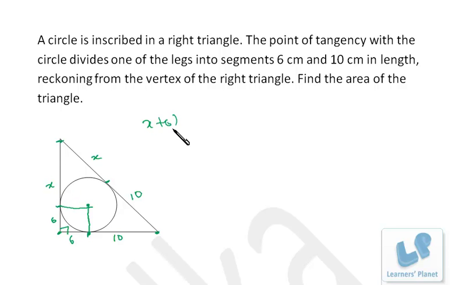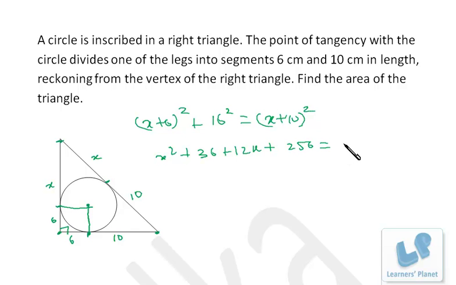That is (x + 6)² + 16² = (x + 10)², right? So that is x² + 36 + 12x + 256 = x² + 20x + 100. Okay, so 20x − 12x, 8x = 256 + 36 − 100. So 8x is 192, x is equal to 24, right? So now we got this length.